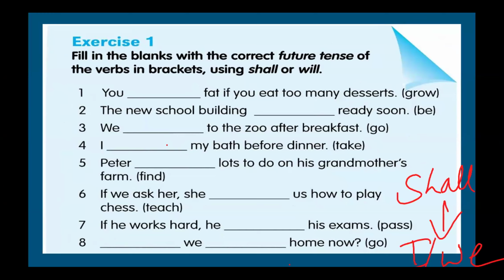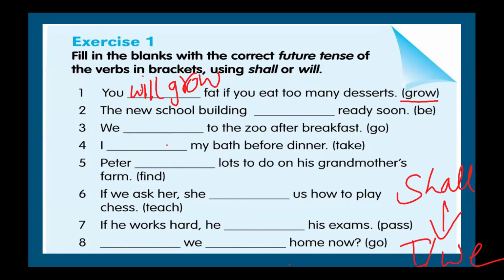Okay. Now see over here, you dash fat. Fill in exercise 1: fill in the blanks with the correct future tense of the verbs in brackets using shall or will. Now you have to use this. Okay. You dash fat if you eat too many desserts. You will grow. What should I do with grow? You will grow. Okay, grow remains the same. You will grow fat if you eat too many desserts.